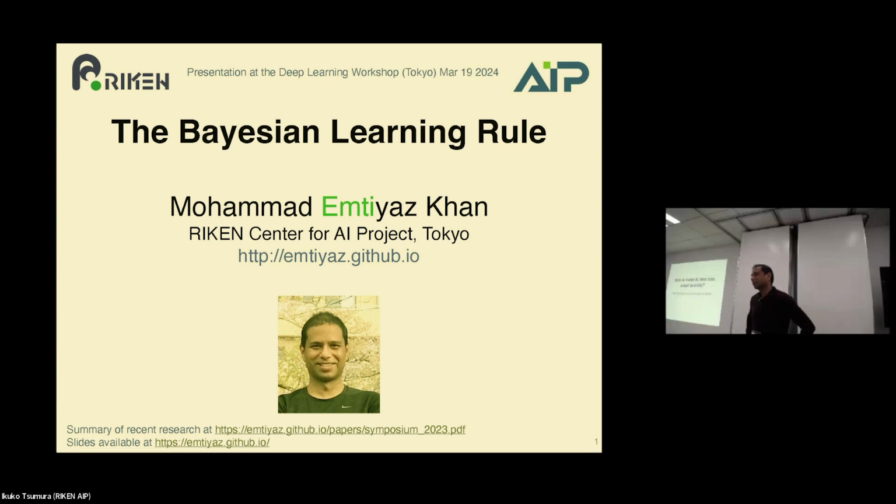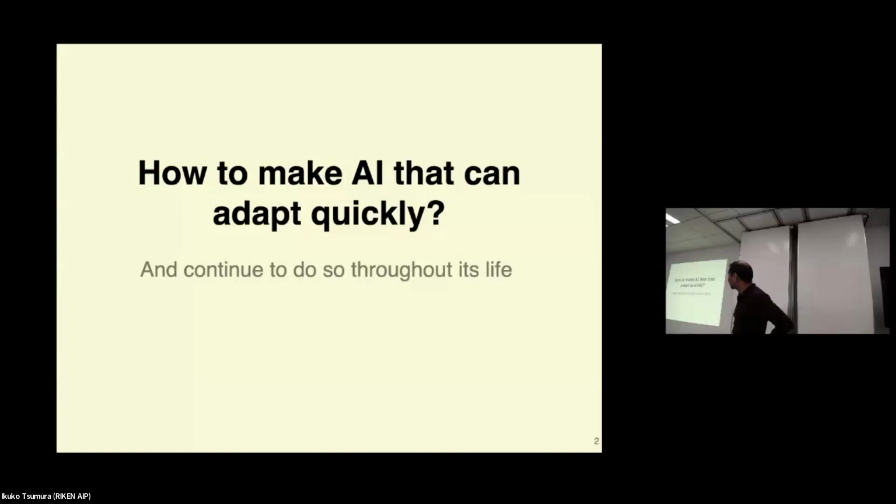What I've been interested in for many, many years is the question of adaptation. How can you make intelligent machines that can adapt quickly and continue to do so throughout their life? It's similar to how kids learn, or how people learn on a day-to-day basis. They absorb new knowledge, update their brain, and live their life.